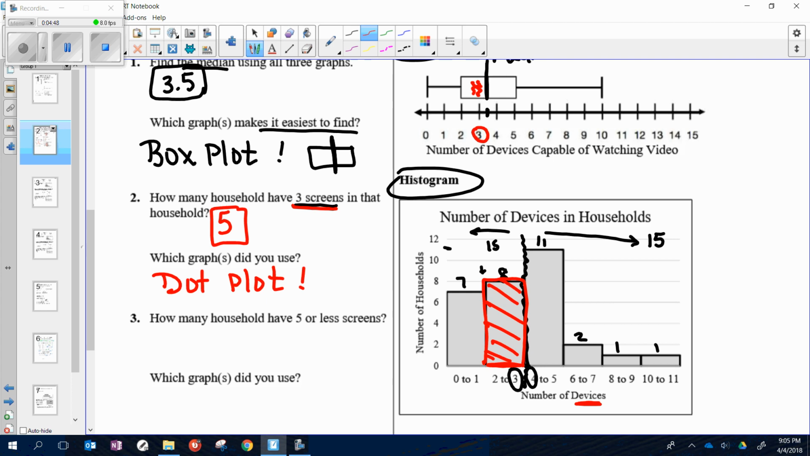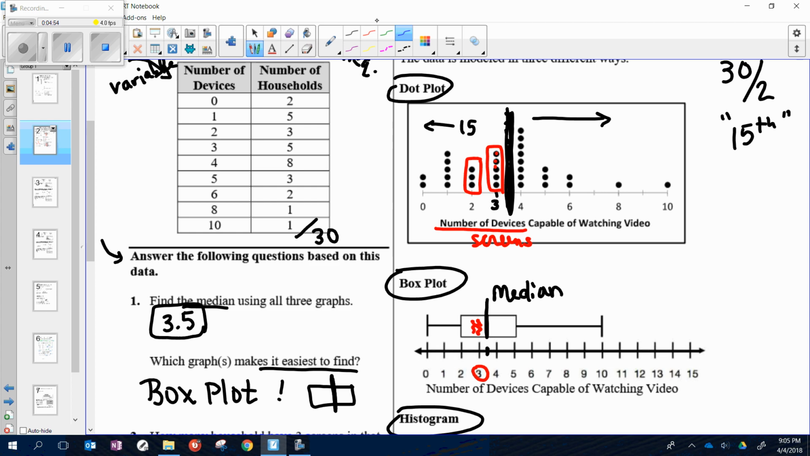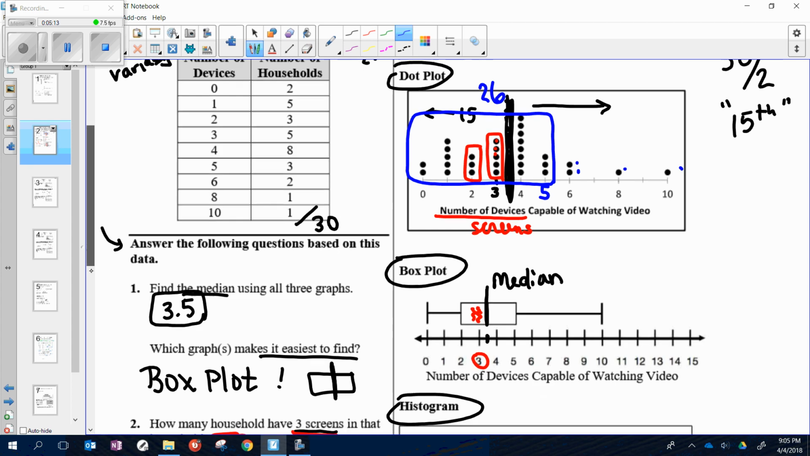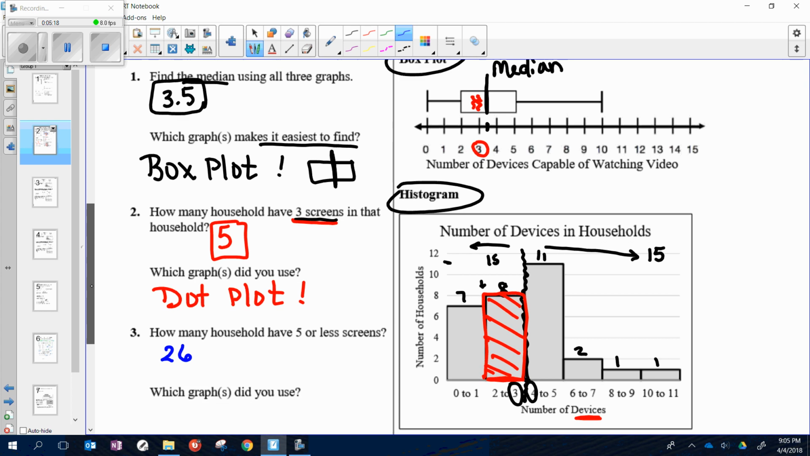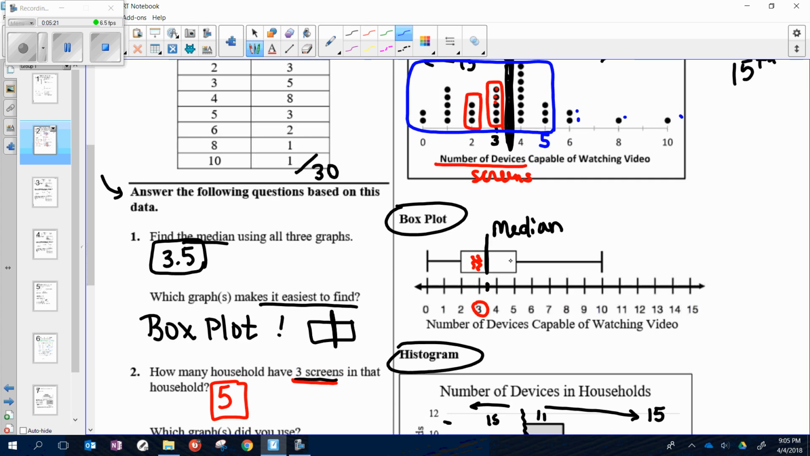How many households have 5 or less screens? Okay, 5 or less. Well, on the dot plot, here's 5. So here is 5 or less. So if there's 30 altogether, I'm going to count the lesser dots. 1, 2, 3, 4. 30 take away 4. There must be 26 in this blue box. 26. On the dot plot, 5 or fewer. Let's see, can I tell?